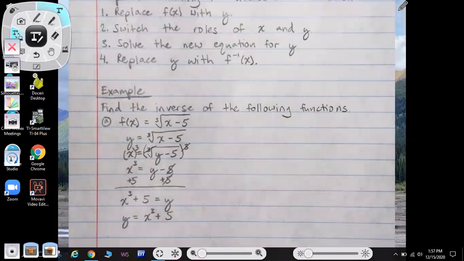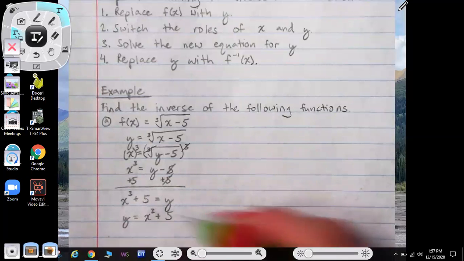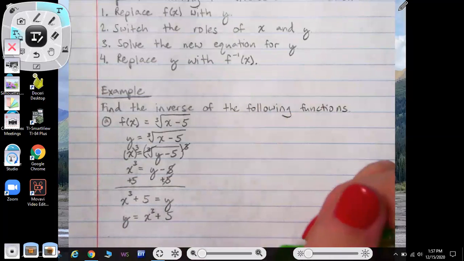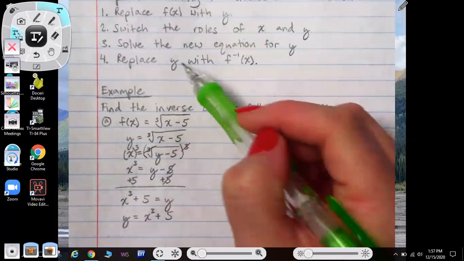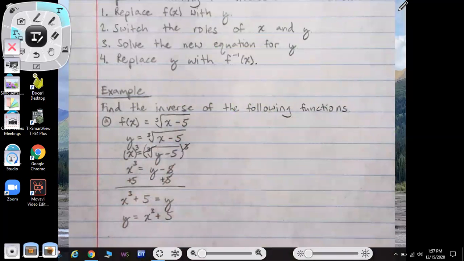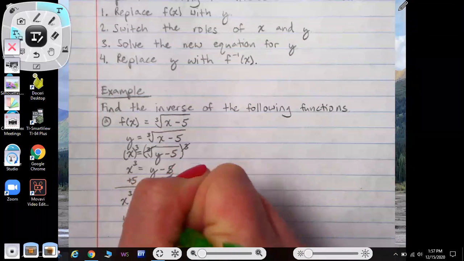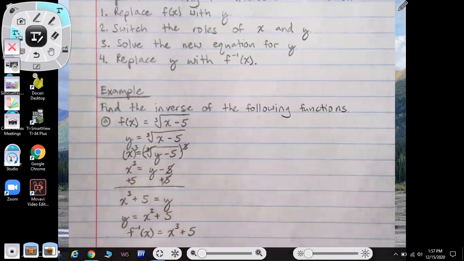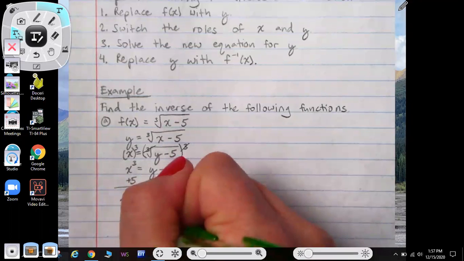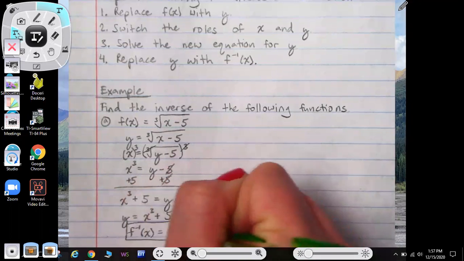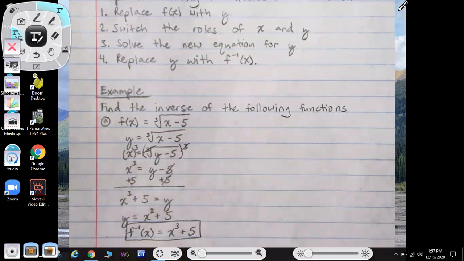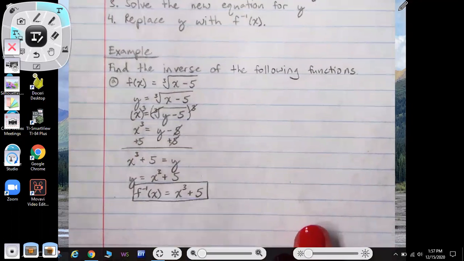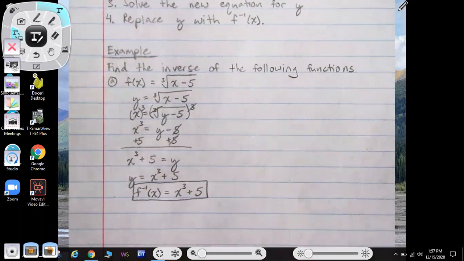Now that we have y equals something, we change back to function notation. So step 4, replace y with f inverse of x. So we have f inverse of x equals x cubed plus 5. And that's our answer. Any questions on that one?